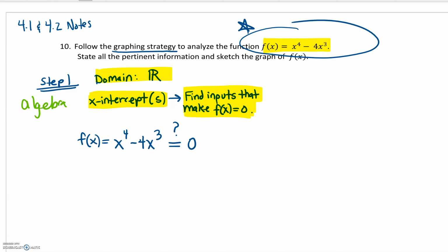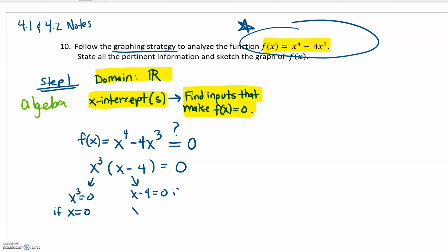In this case, I have a binomial. There's a GCF of x cubed, so I can factor out that x cubed GCF, and then I can use my zero product principle. So either x cubed is equal to 0 or the binomial x minus 4 is equal to 0. So x cubed equals 0 if x is 0. You can take the cube root of both sides if you didn't see that using mental math. And then for the binomial, if I add 4 to both sides, I'll see that x minus 4 equals 0 if x is equal to 4.